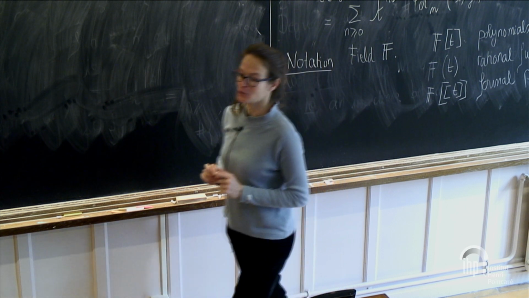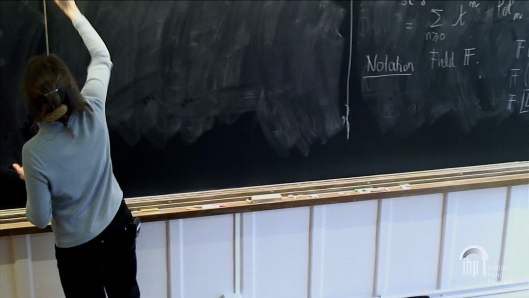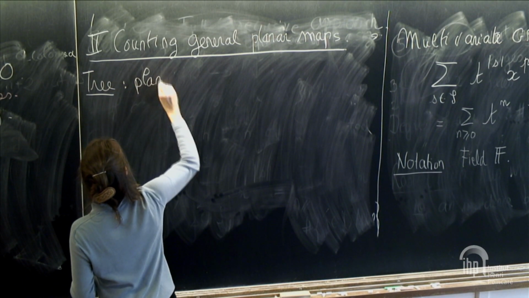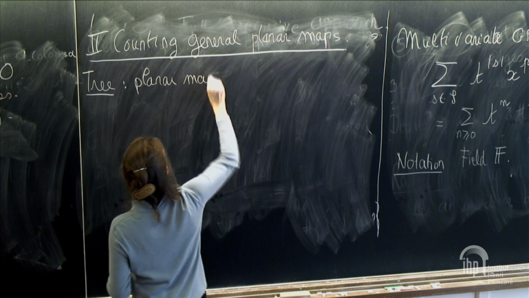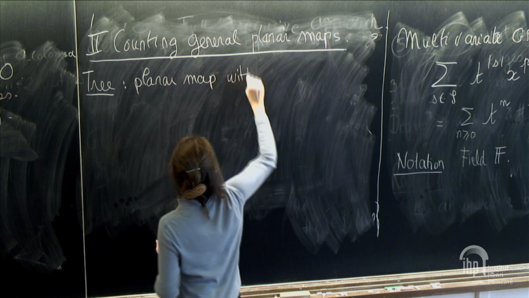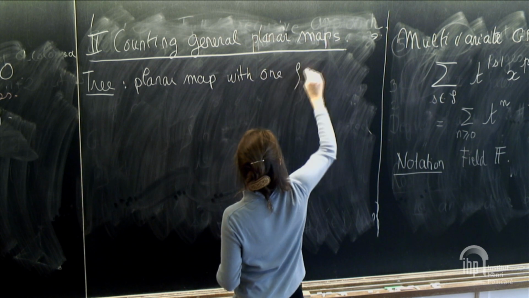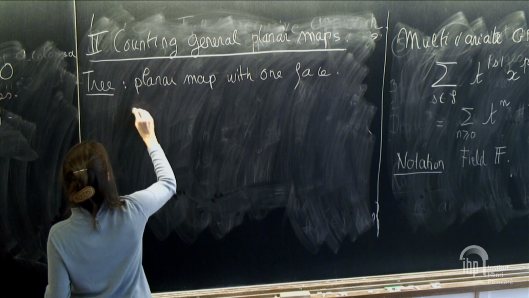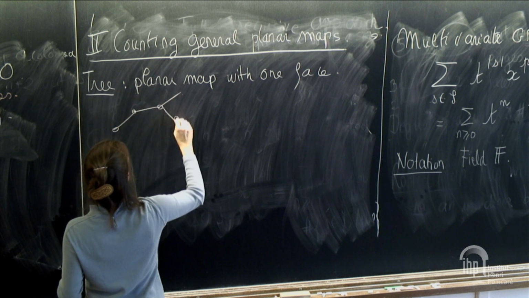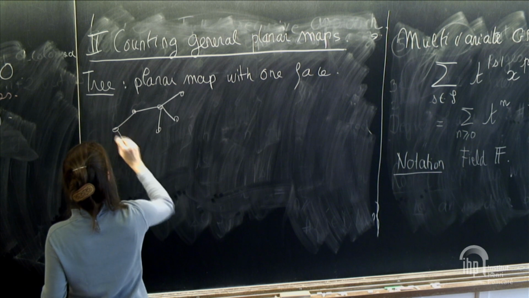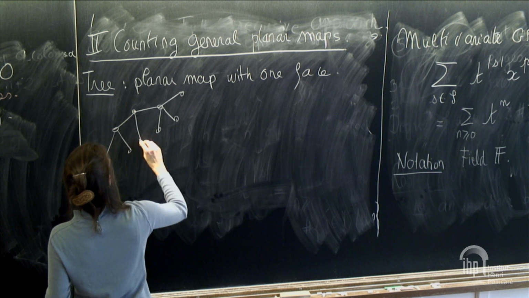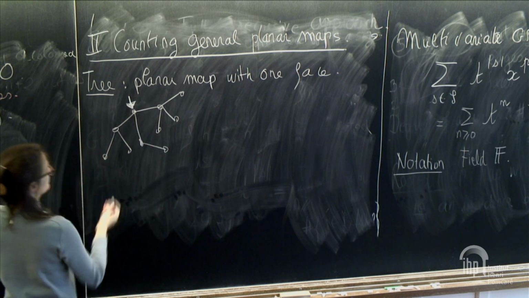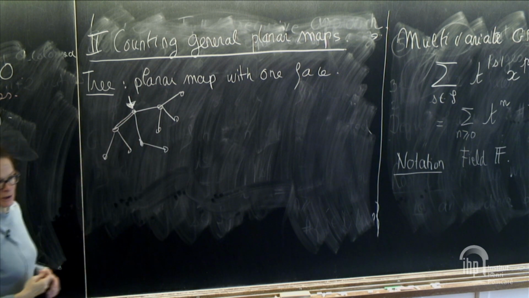And I realized I forgot to define trees. So a tree is a planar map with just one face. Okay? So that's just the outer face. You all know what a tree is. And there is also a root corner, and this is the root edge.